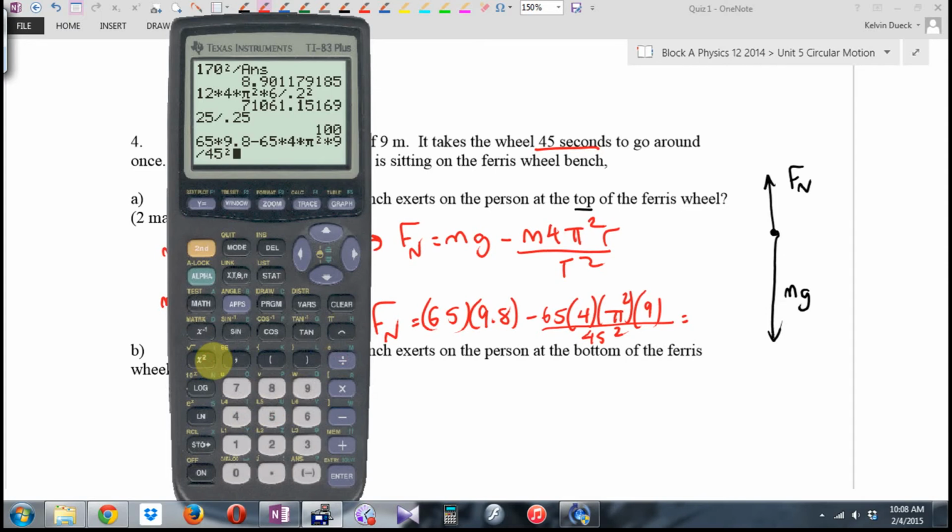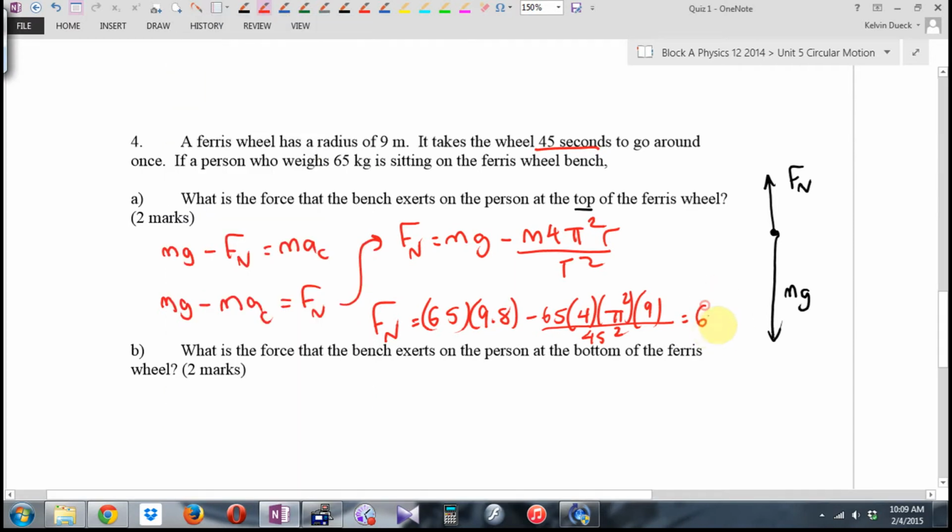Is that right? Do you get 626? No? Yes? 626 newtons. I would probably give you half mark for that, half mark for that, 1 mark for the answer.